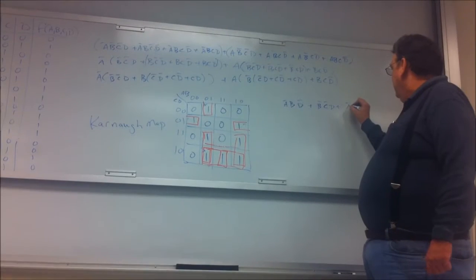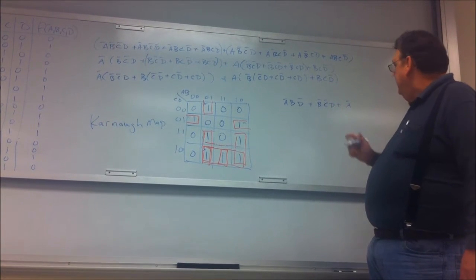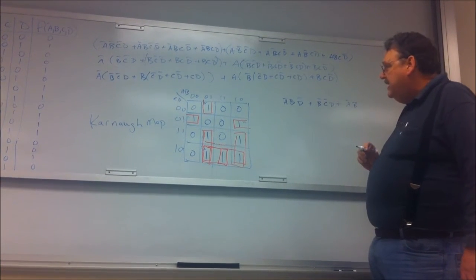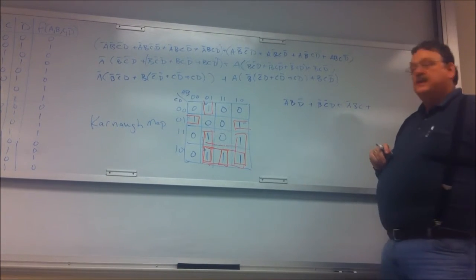That's not A. What's my B value going to be? B is going to be true, so it's not A, B, and C. Okay?